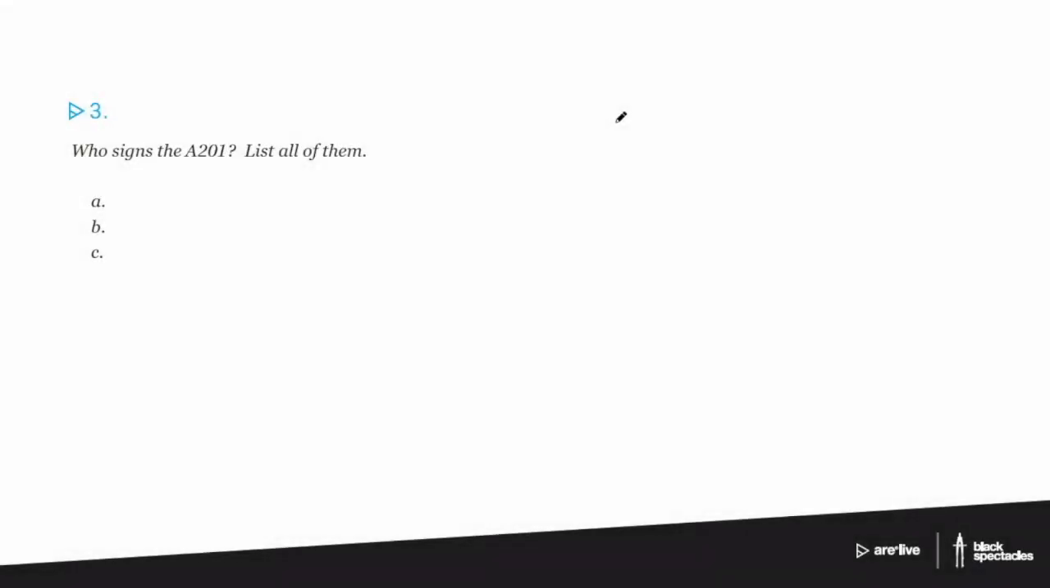Here's an odd question. Who signs the A201? A201 is the general conditions contract, part of the contract family of the AIA. So who signs the A201?